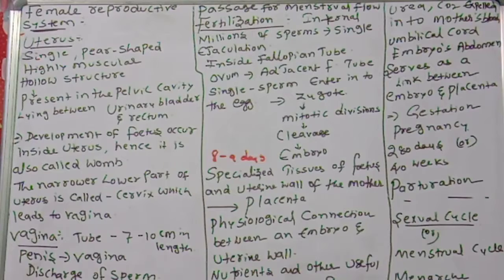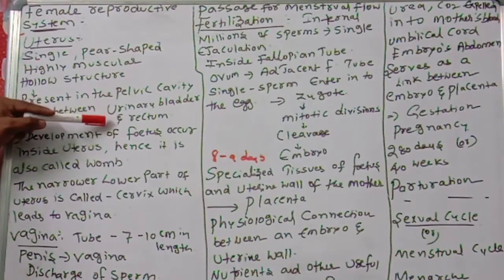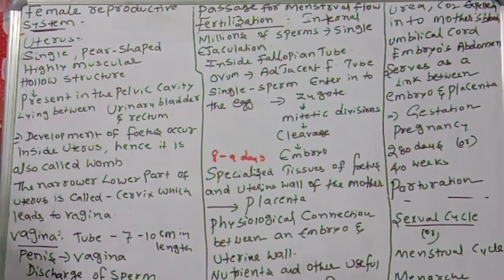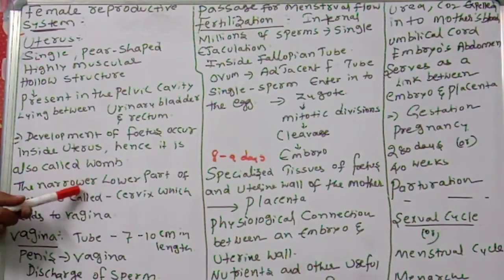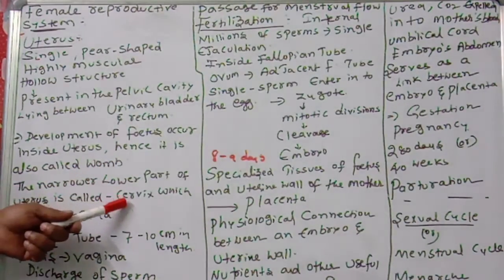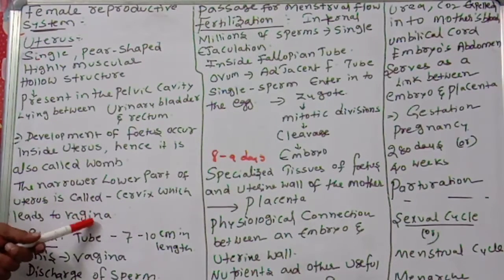This is the female reproductive system. Next part we are discussing: the uterus. The uterus is a single pear-shaped, highly muscular hollow structure present in the pelvic cavity, lying between the urinary bladder and rectum. Development of the fetus occurs inside the uterus, hence it is also called the womb. The narrower lower part of the uterus is called the cervix, which leads to the vagina. Up to here clear?